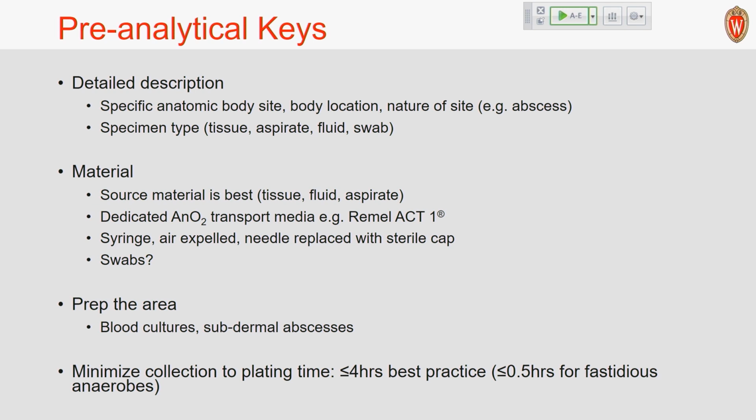Bacteria, fungi, microbes, they're living things, and they don't like being out of the environment they just came out of. They were happily growing, lots of nutrients, they were good. Now they're taken out of that. So we say best practice is 4 hours, and maybe even as low as half an hour for fastidious organisms. Now we know, obviously, in today's healthcare world, where we have satellite labs and outpatient clinics, we can't always do that, but you want to strive for that.